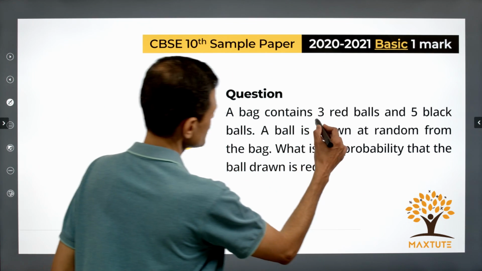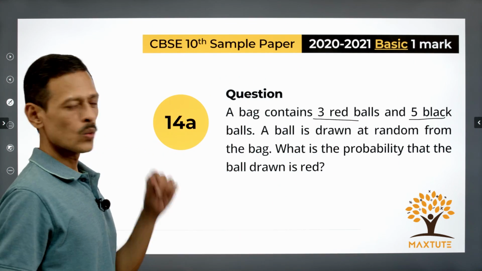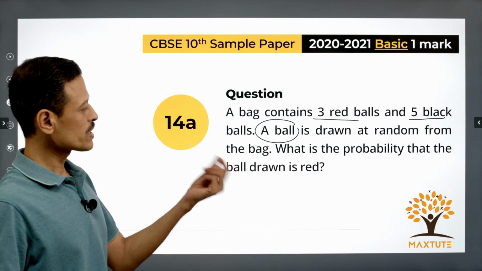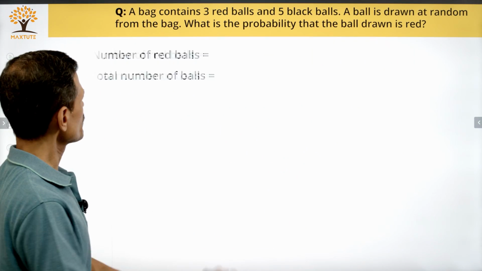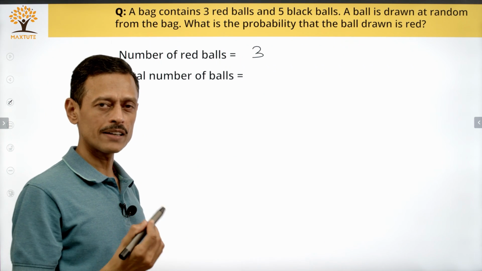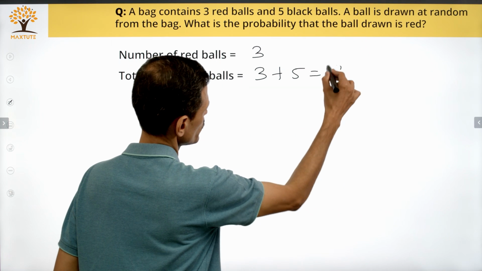A bag contains 3 red balls and 5 black balls. One ball is drawn at random from the bag. What is the probability that the ball drawn is red? A very straightforward, simple question. Number of red balls is equal to 3. Total number of balls is equal to number of red plus number of black balls, which is 3 plus 5, which is equal to 8.